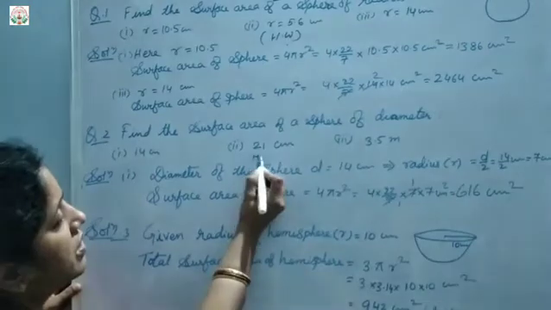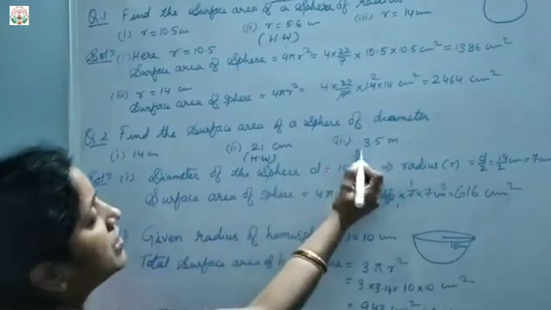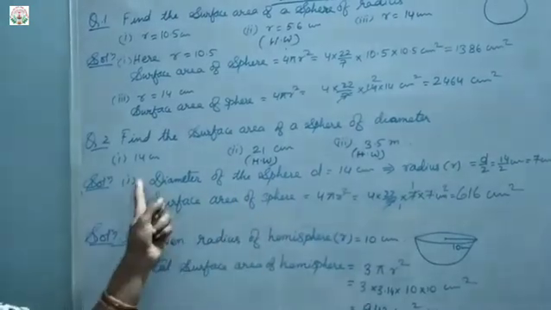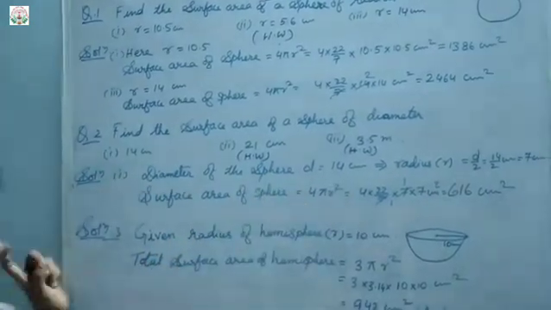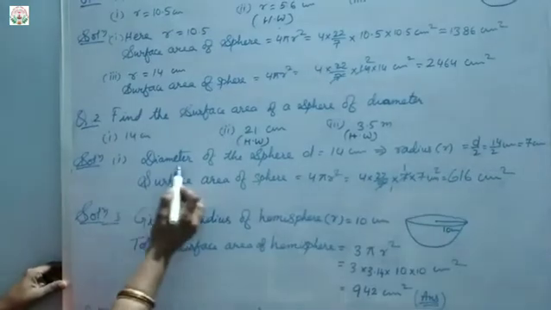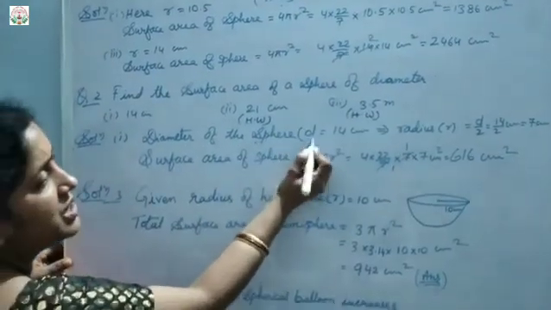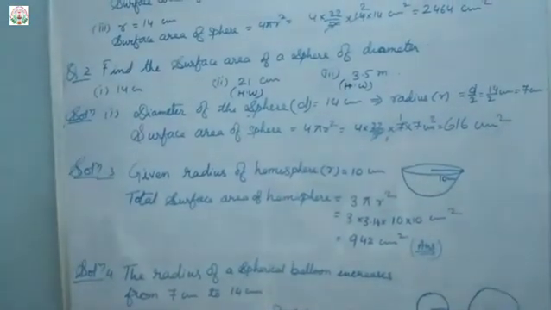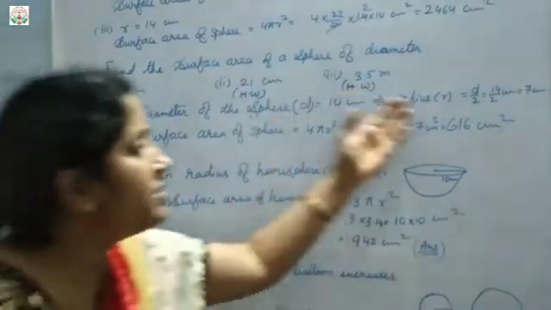This one, second, and third one, do it as homework. It's very easy, like the first one, only you have to solve the other two also. Now see, first one, what is given? The diameter of the sphere, that is D, is given as what? 14 cm. If diameter is given, radius you can easily find, that is half of it.